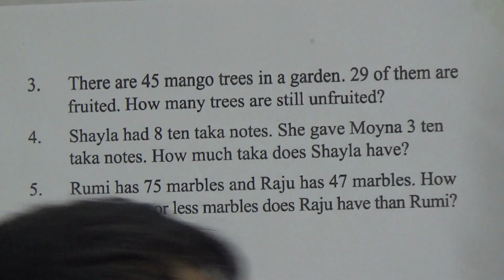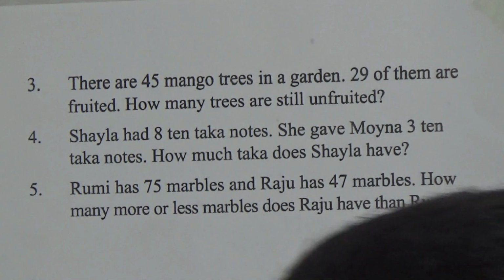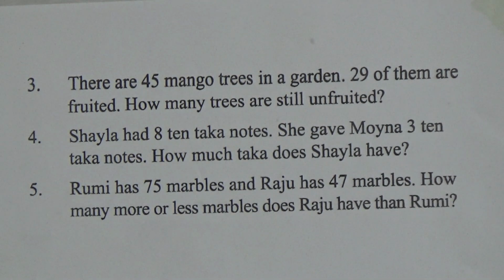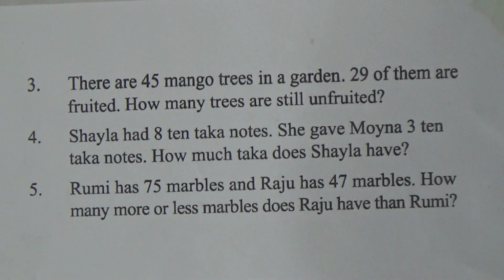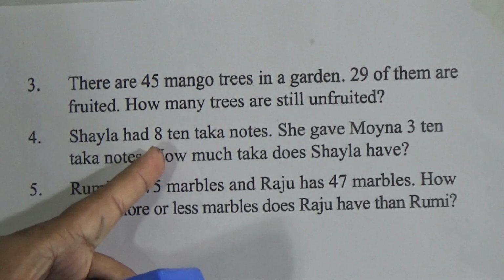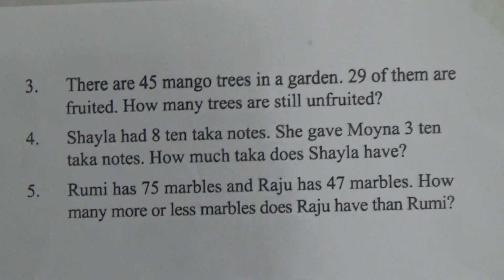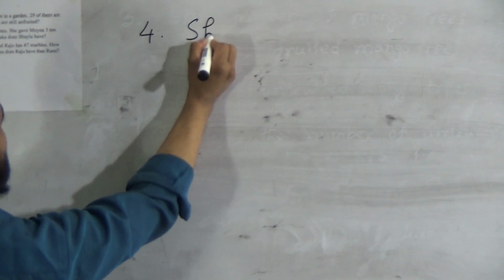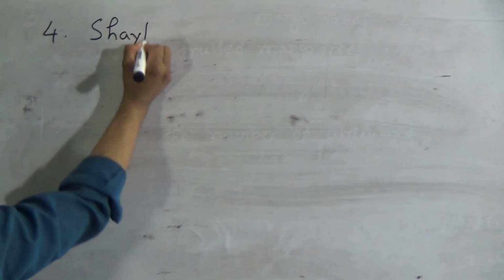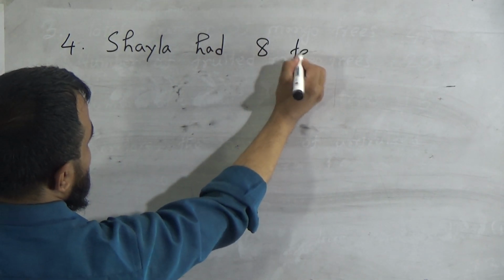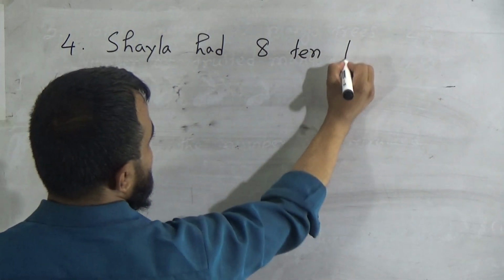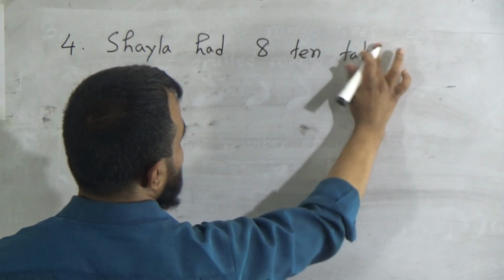So to find this out, I am erasing question number 3 and we will now solve question number 4 here. Okay, question number 4 solution is, Shaila had how many taka? Shaila had 8 ten taka notes. Okay, so write down Shaila had 8 ten taka notes.